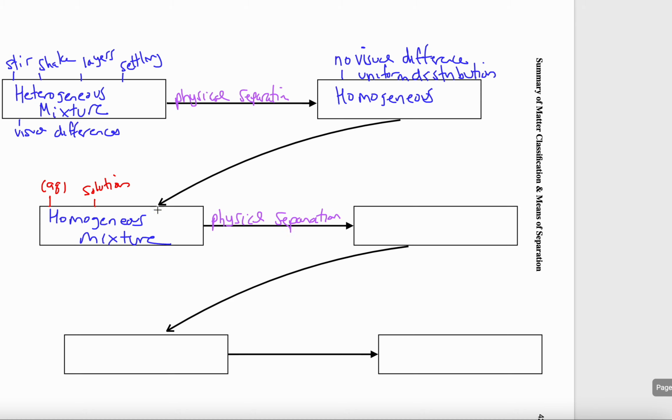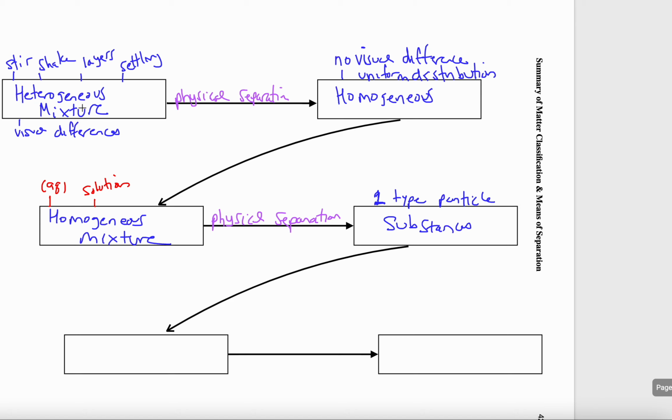Now, when we put a homogeneous mixture through a physical separation process, we end up separating the components into individual substances. And when we end up with an individual substance, each in their own container, that means that there is only one type of particle in that new container.